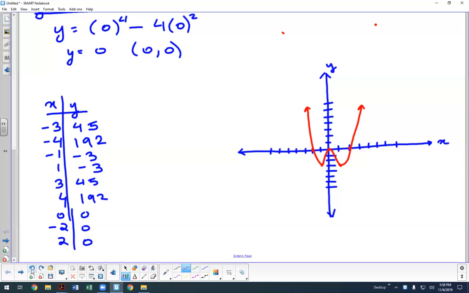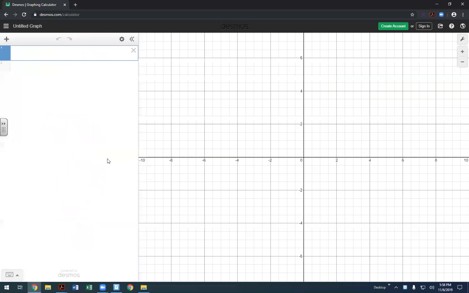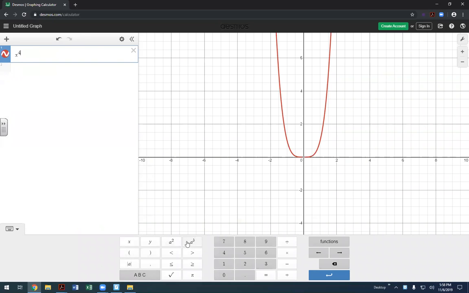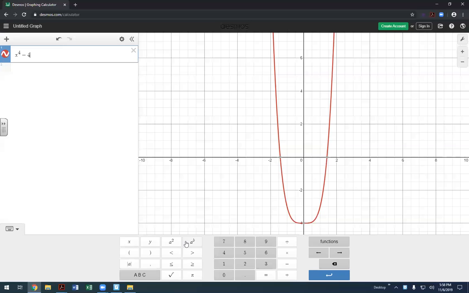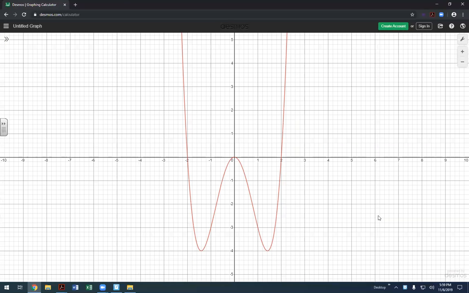Now remember, this is not the exact shape of the graph. This is just a good graph, which gives us an idea of what the graph will look like. But if you actually look at the graph itself, this guy was x to the 4th power minus 4x squared. This is actually what your graph looks like.